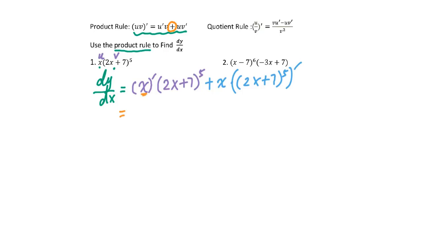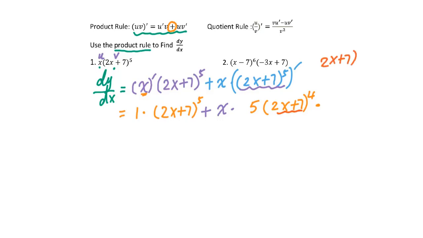The derivative for x is 1 times (2x + 7) to the 5th power, and a plus, here's x times. This one you have to use the chain rule. First of all, you have to use the power rule. So drop down the 5, (2x + 7) to the 4th power. Then keep doing the derivative inside. For 2x + 7, the derivative is 2. So multiply by 2.